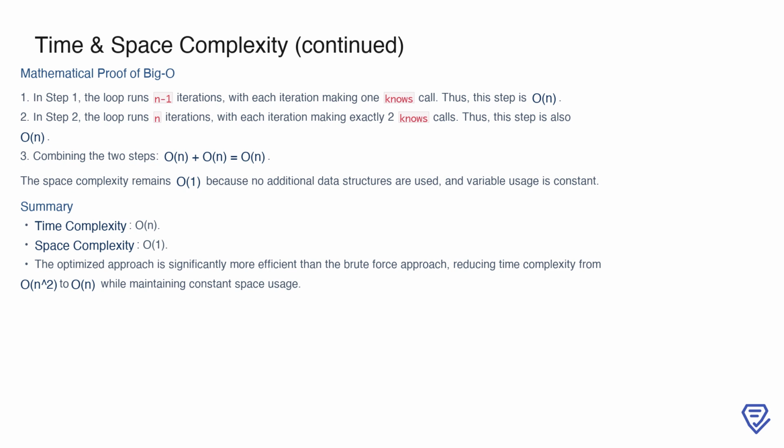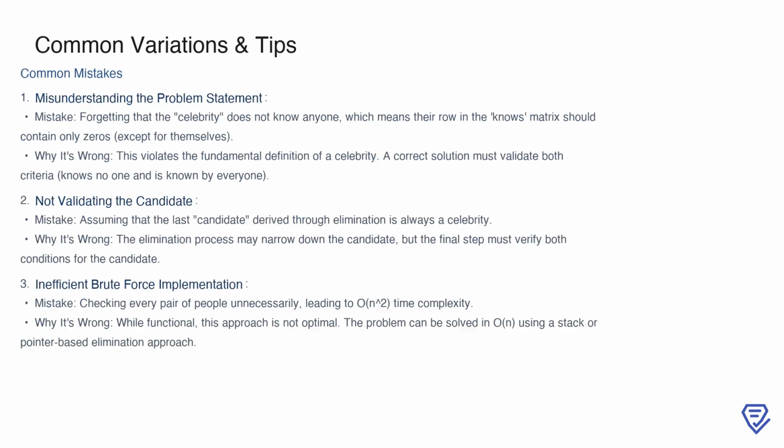It is significantly more efficient than the brute force method, reducing the time complexity from O(n squared) to O(n), while maintaining constant space usage. One of the most common mistakes is misunderstanding the problem statement itself. Remember, the celebrity is defined as someone who does not know anyone else, meaning their entire row in the knows matrix, except for the diagonal representing themselves, should contain only zeros. If this condition is not met, you've violated the fundamental definition of a celebrity.